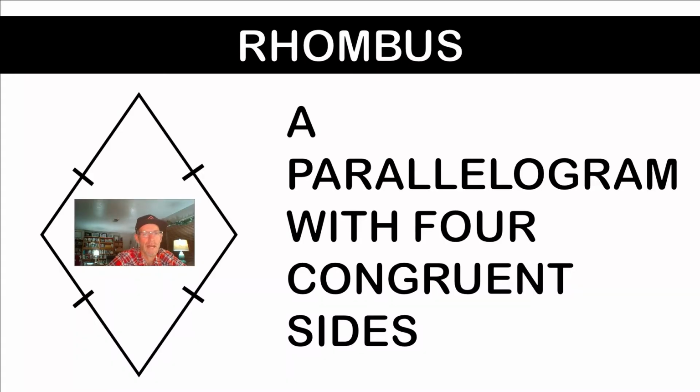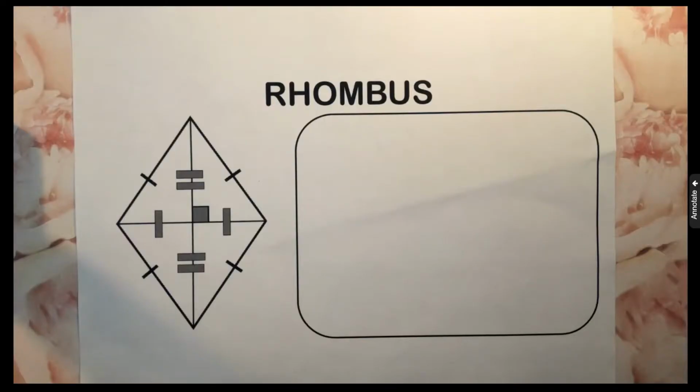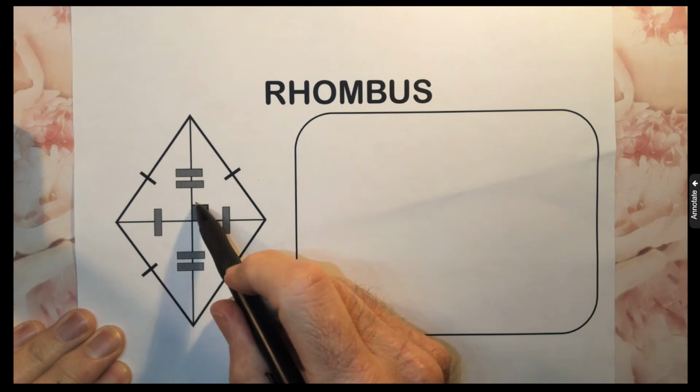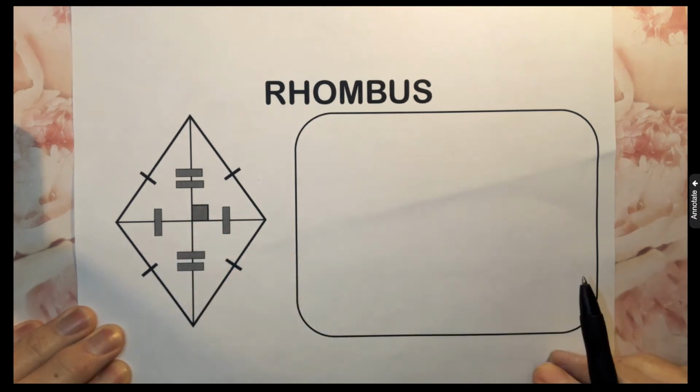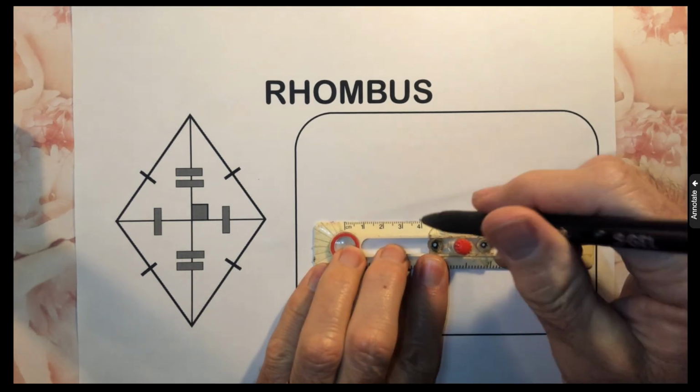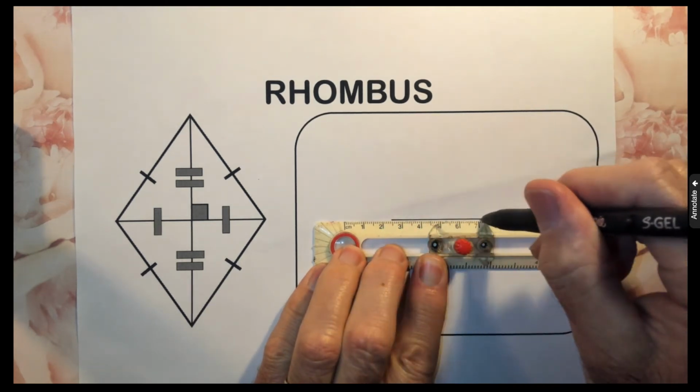Our next quadrilateral is a rhombus. A rhombus is also a parallelogram. The opposite sides are parallel. But on top of that, a rhombus is a parallelogram with 4 congruent sides. To construct a rhombus by using its diagonals, the first thing that you need to recognize is this right here. The diagonals of a rhombus are perpendicular. So I'm going to start this construction by drawing a perpendicular bisector.